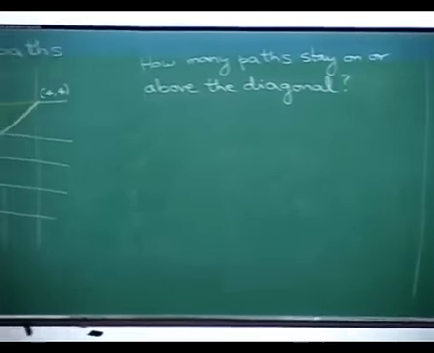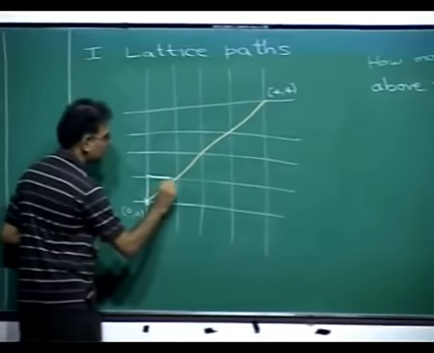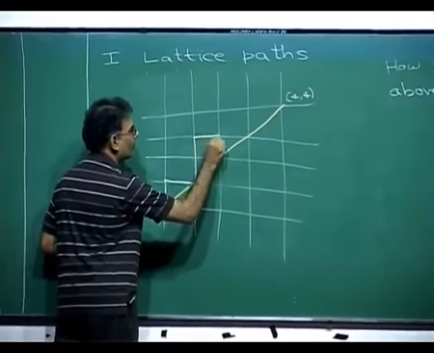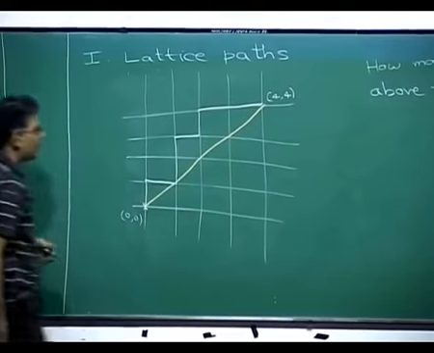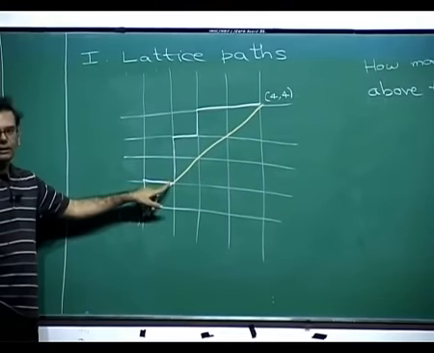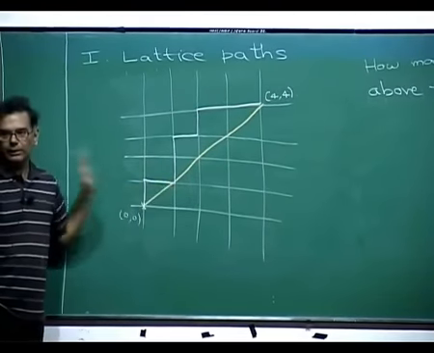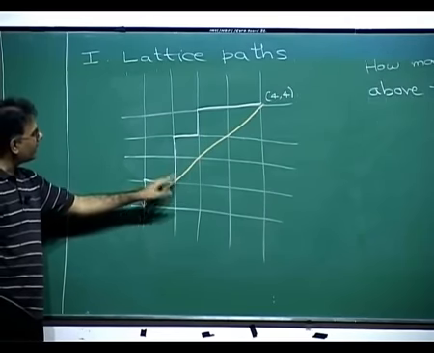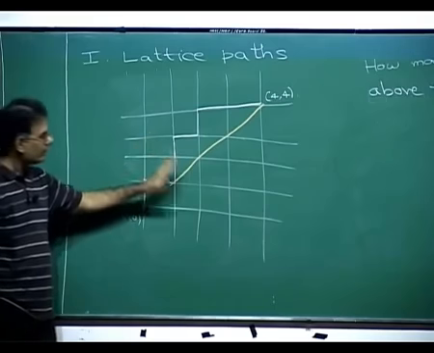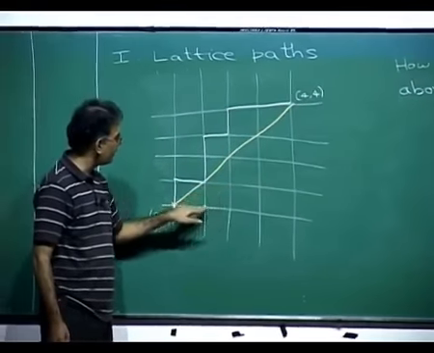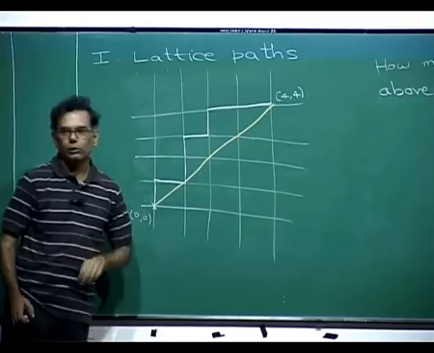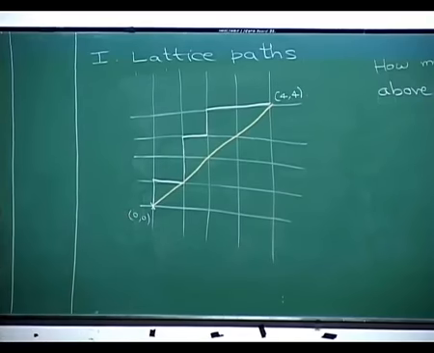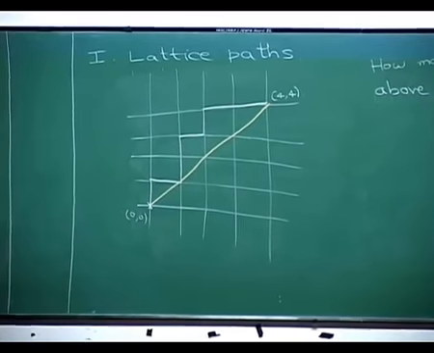For example, here is a path. So that is a path. You are allowed to touch the diagonal. You are not allowed to come below it, right? It can be on. The point can be on the diagonal, or it can be above the diagonal. But you should never reach at this point or this point or this point or that point. You should not go to a point below the diagonal.